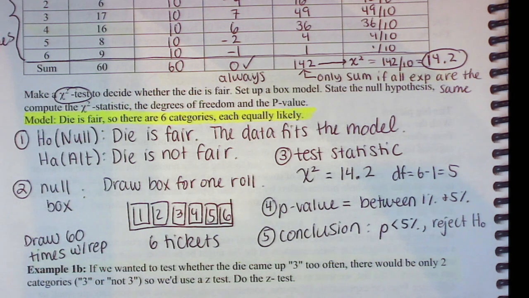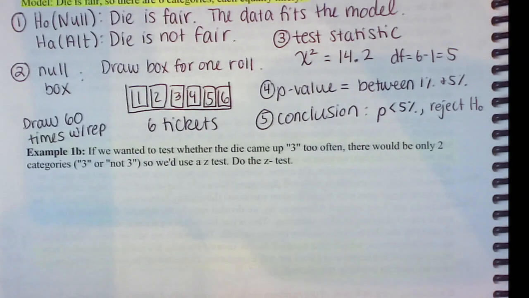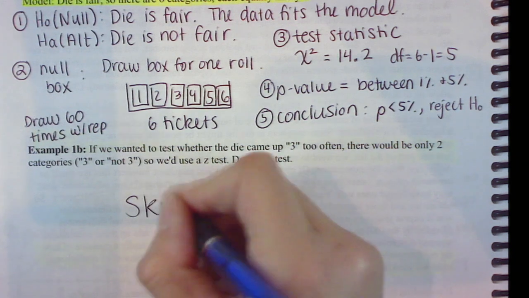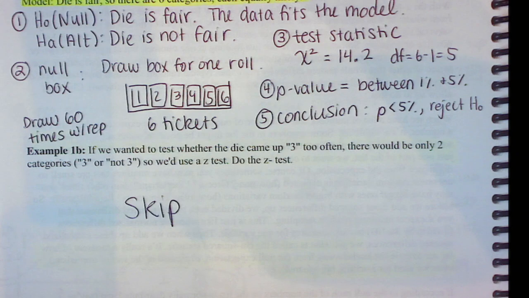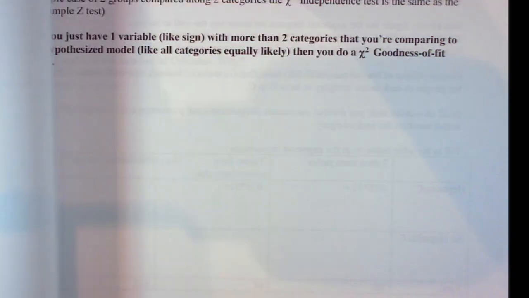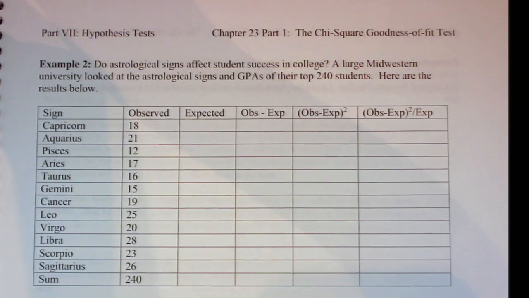So that's the chi-square test. And I want to do, let's see, we're going to do 2 more examples. We're actually going to skip this one. This says to do a z-test. I don't want to do another z-test. We've already done a bunch of them. So 1b, we can skip. Let's do the next 2.